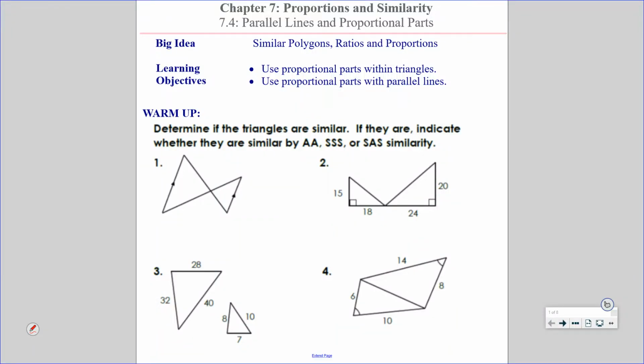Lesson 7.4, parallel lines and proportional parts.